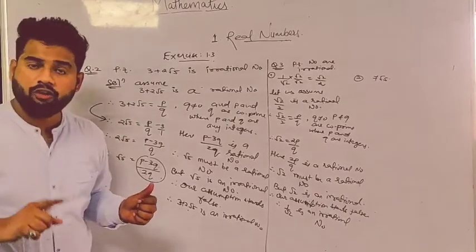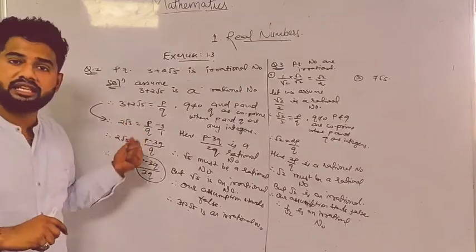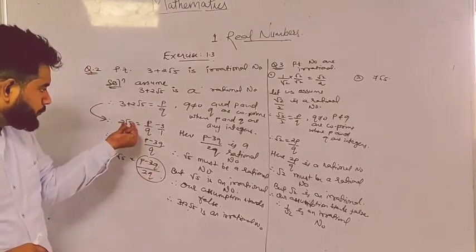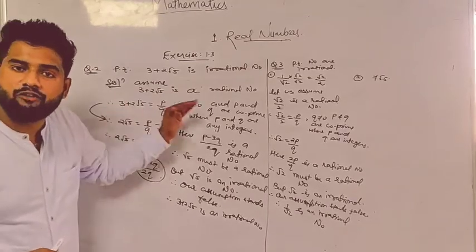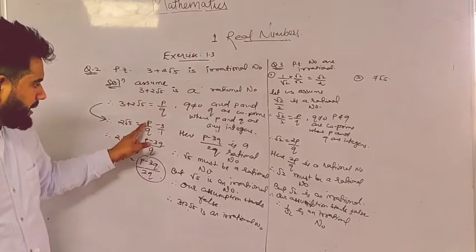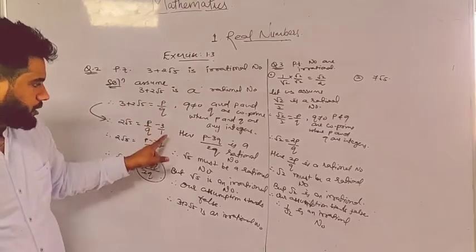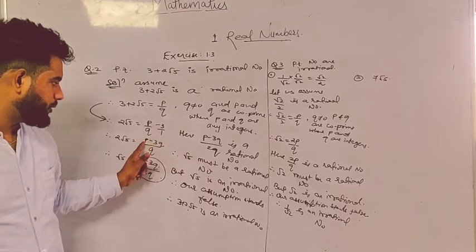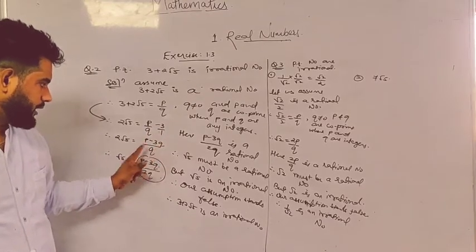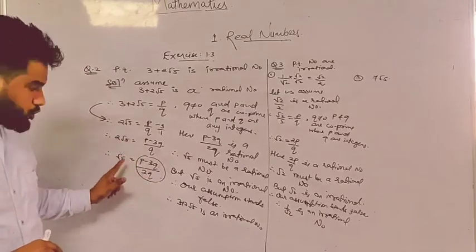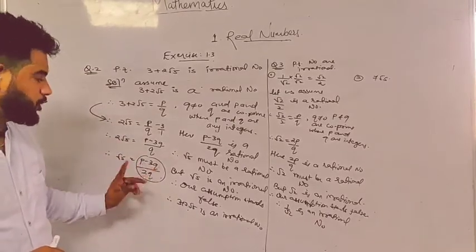Make sure that your root is on one side of the equals to. So you have to isolate root 5 here, and shift all the other values to the other side. See, I have shifted 3 there, so it will become p minus 3q. Take the LCM, q, that will be multiplied with p. So p minus 3q upon q. Again, I want root 5 only, so I have to send this 2 to the other side. So root 5 is equal to p minus 3q upon 2q.